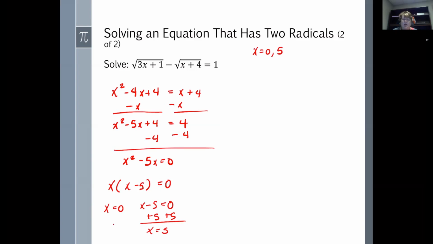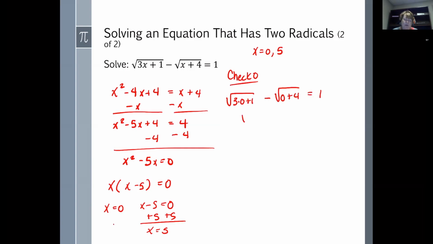So I need to check both of those and see if they work, because one of them may be extraneous. So let's first check the 0. And I went ahead and put the equation on this slide so that we could see it. So we have the square root of 3 times 0 plus 1 minus the square root of 0 plus 4. Is that equal to 1?